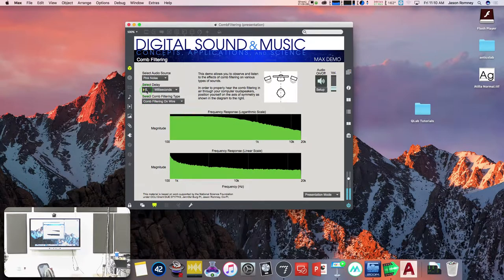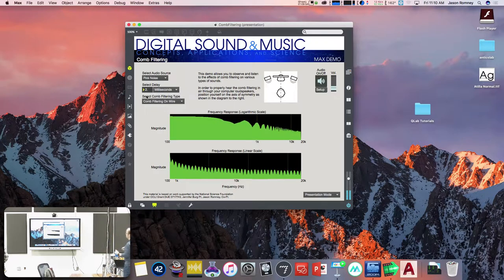Okay, so there's the source sound. 1 millisecond. So what we're getting here is it sounds different now because a bunch of frequencies started getting canceled out and a bunch of frequencies started getting louder. Okay? And go 2 milliseconds, sounds different again, because now different frequencies are getting canceled out and different frequencies are getting reinforced, okay?